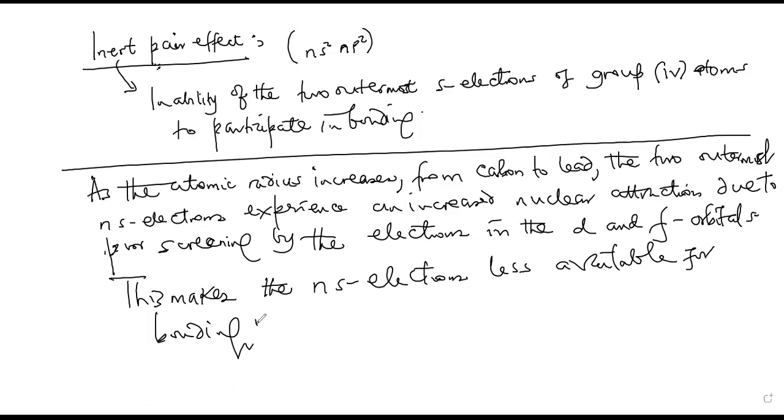Basically, we are looking at the tendency of the two electrons in the outermost s orbital to remain unshared, or to fail to participate in bonding, the less availability of the ns2 electron pair for bonding. In other words, the ns2 electron pair becomes inert. So we are looking at the inertness, or reluctance, of the ns2 electron pair to get excited and take part in bond formation.